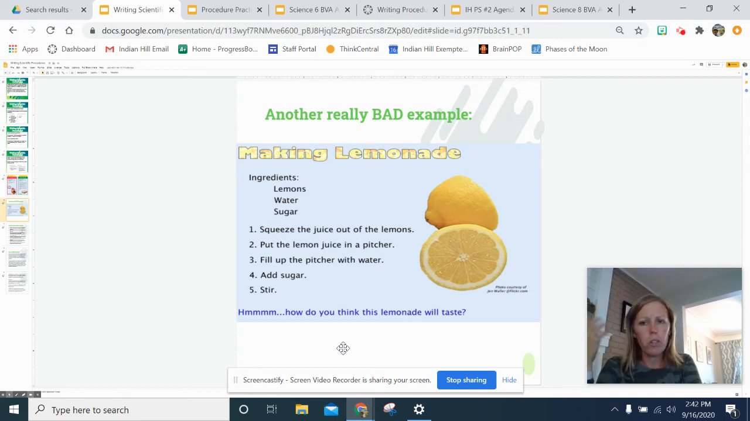Put the lemon juice in a pitcher. Okay. Once again, where was it previously? 3, fill the pitcher with water. How much water do you need? Should it be cold water? Should it be hot water?